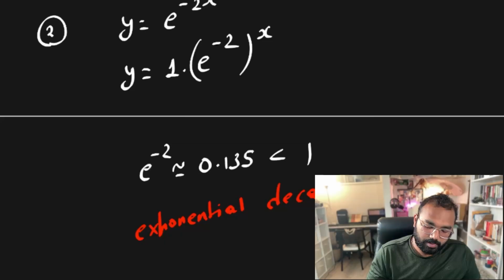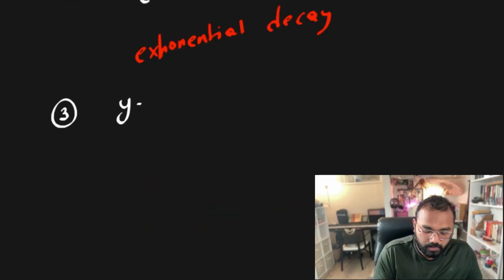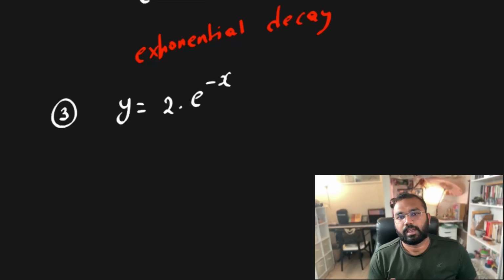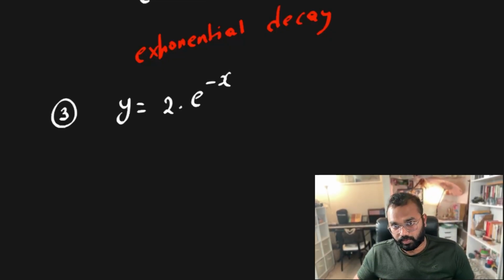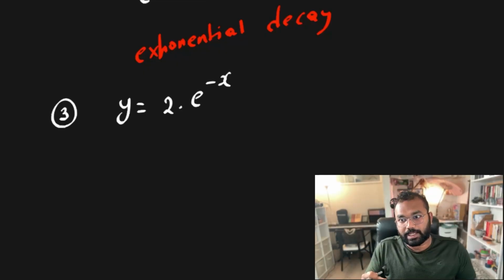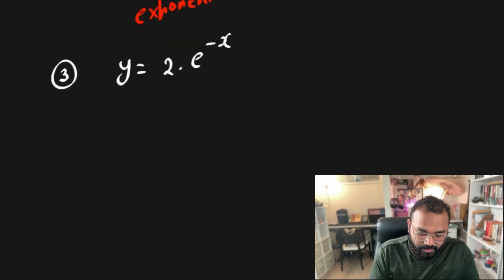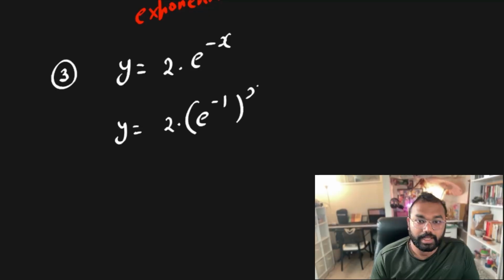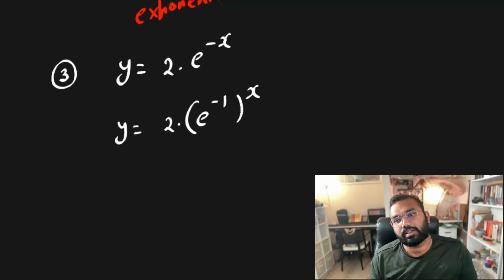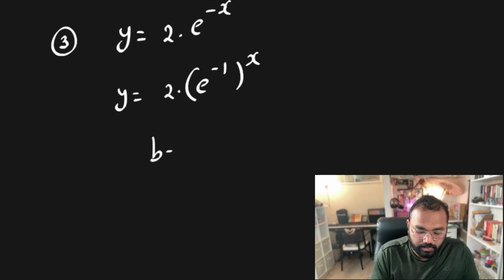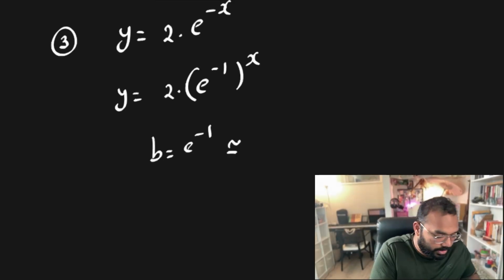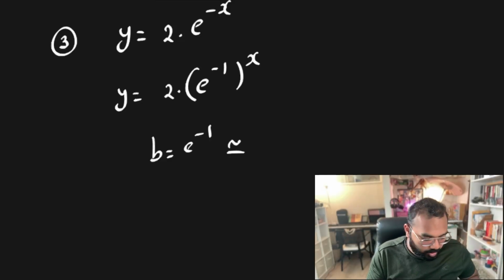Cool. Next problem. y equals 2 times e to the power of negative x. In this problem, the initial value is 2, so you're starting at 2, and b value is e to the power of negative 1. y equals 2 times e to the power of negative 1 whole to the power of x. Let's take a calculator and find e to the power of negative 1.